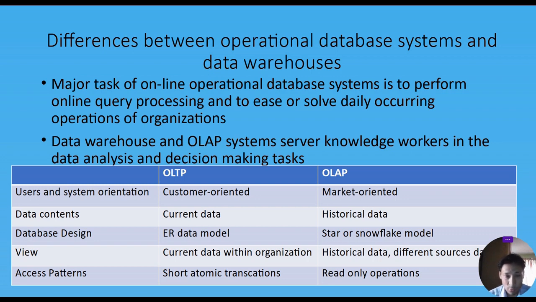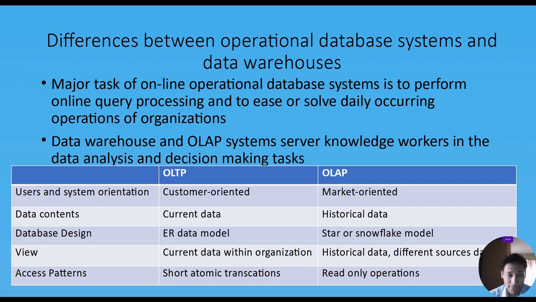Data content. OLTP uses current data, but OLAP uses historical data. Database design. OLTP database is based on entity relationship model, but OLAP systems are based on star schema or snowflake schema. View. OLTP uses the current data that exists within the organization, but OLAP uses historical data and it also considers data from different sources.